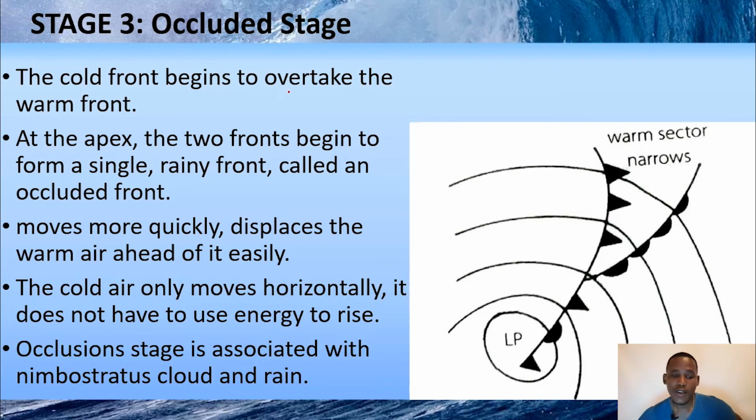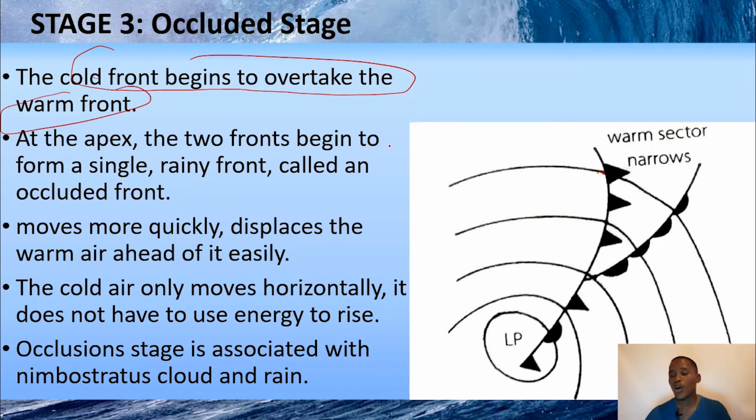Now at the occluded stage, we've got the cold front beginning to overtake the warm front. As you can see now, it's much closer to the warm front. It has moved. Before, it was somewhere here, but it has moved so far forward that it is overtaking the warm front.